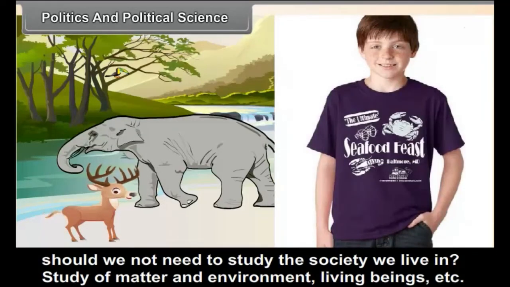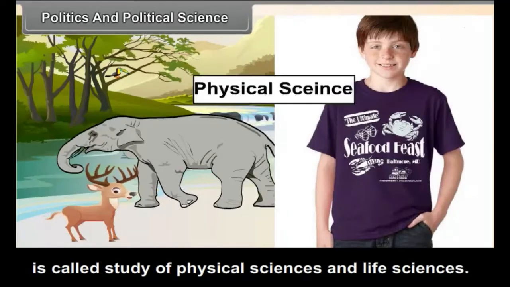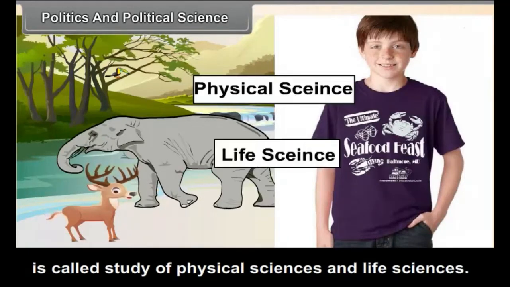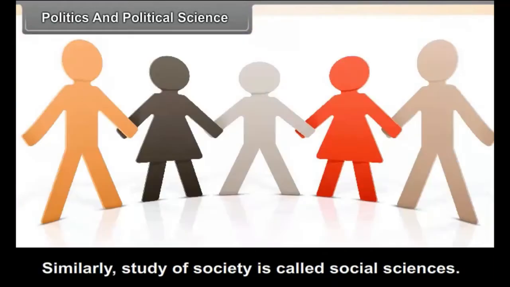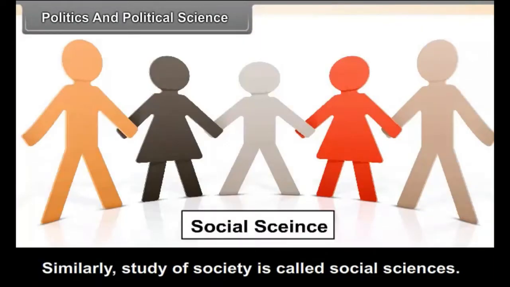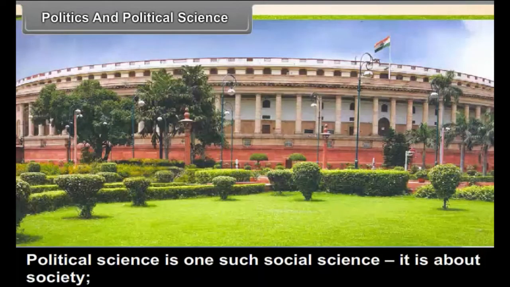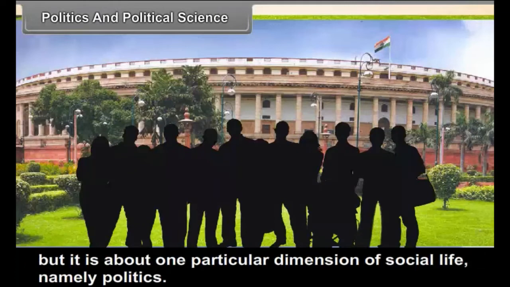Study of matter and environment, living beings, etc. is called study of physical sciences and life sciences. Similarly, study of society is called social sciences. Political science is one such social science. It is about society, but it is about one particular dimension of social life, namely politics.